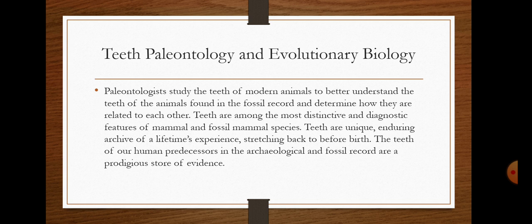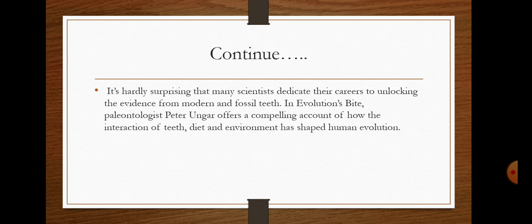The teeth of our human predecessors in the archaeological and fossil records are prodigious stores of evidence. It is hardly surprising that many scientists dedicate their careers to unlocking the evidence from modern and fossil teeth. In Evolution's Bite, paleontologist Peter Ungar offers a compelling account of how the interaction of teeth, diet, and environment has shaped human evolution.